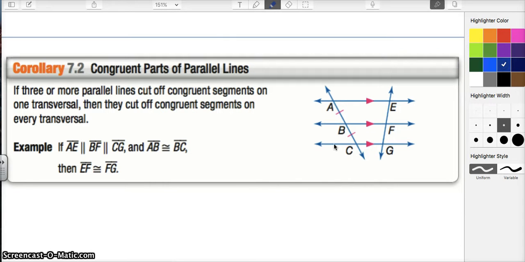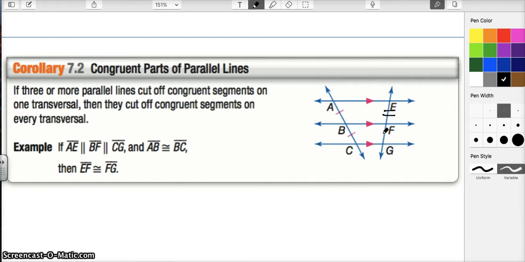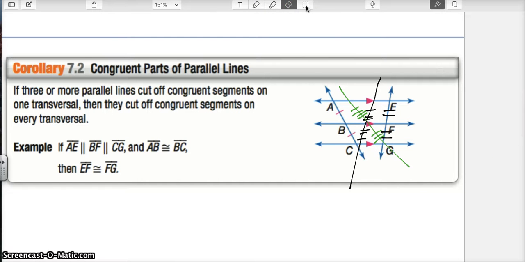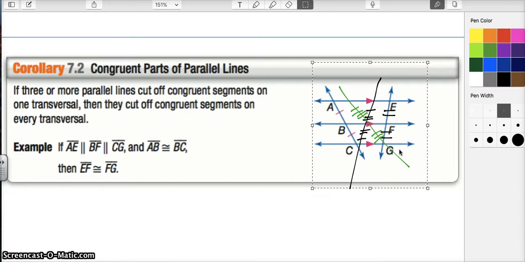You've got these parallel lines, and they happen to cut this transversal into congruent segments. Then what I know is that this transversal also will be cut into congruent segments. And this one that's not even drawn is cut into congruent segments. You guys get where I'm coming from? Any transversal that cuts through these parallel lines will be cut into congruent segments because it happened to one of them. Is that all right?